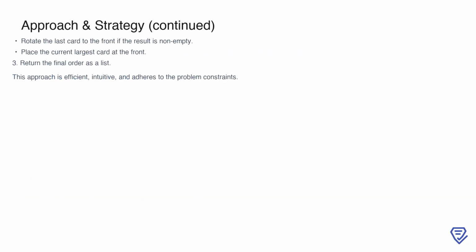The final algorithm efficiently reconstructs the deck in the desired order by reversing the card reveal process. First, we sort the deck in descending order, which ensures that we handle the largest cards first. Using a deque, we iterate through the sorted cards, rotating the last card to the front if the result is non-empty and then placing the current card at the front. This process is repeated until all cards are placed in the correct positions. The resulting deque is then converted to a list and returned as the final output. This approach is both intuitive and adheres to the problem constraints, providing a clean and efficient solution to the problem of revealing cards in increasing order.